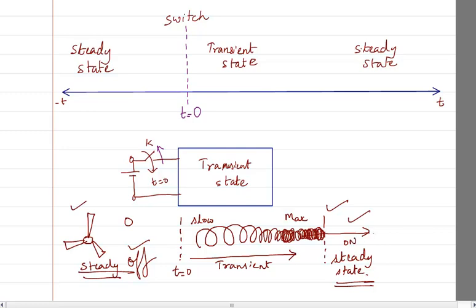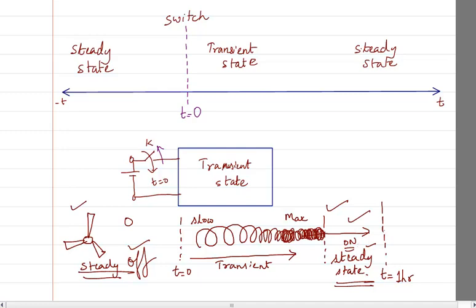Now again, after a long duration of time, it is in steady state, it is on. Again, suppose you flip the switch off. At that time I will take it as t0. Let me say that after 1 hour you are switching off the fan. So when you are switching off the fan, what was the initial steady state? The initial steady state was that the fan was on and rotating at its maximum speed.